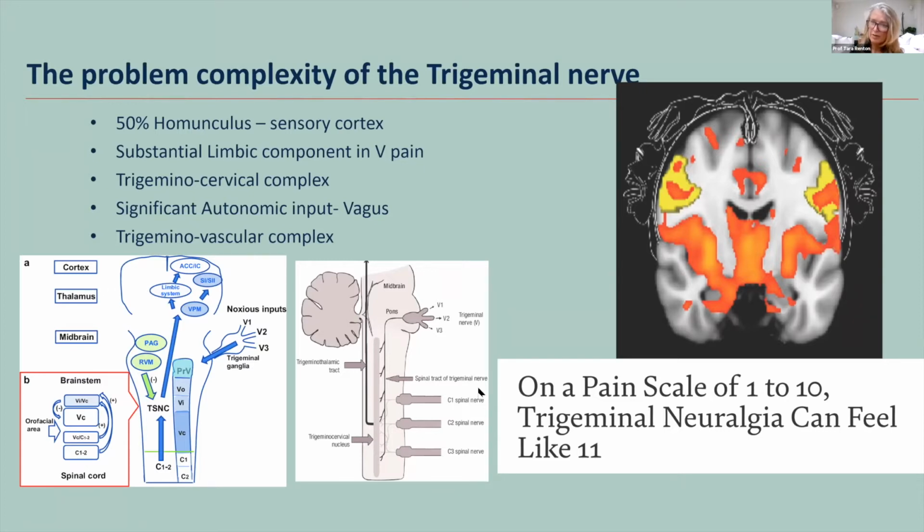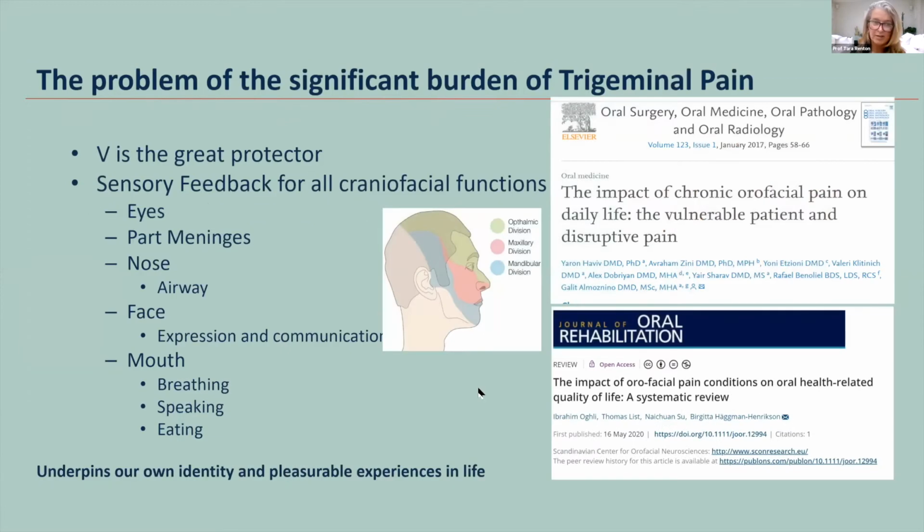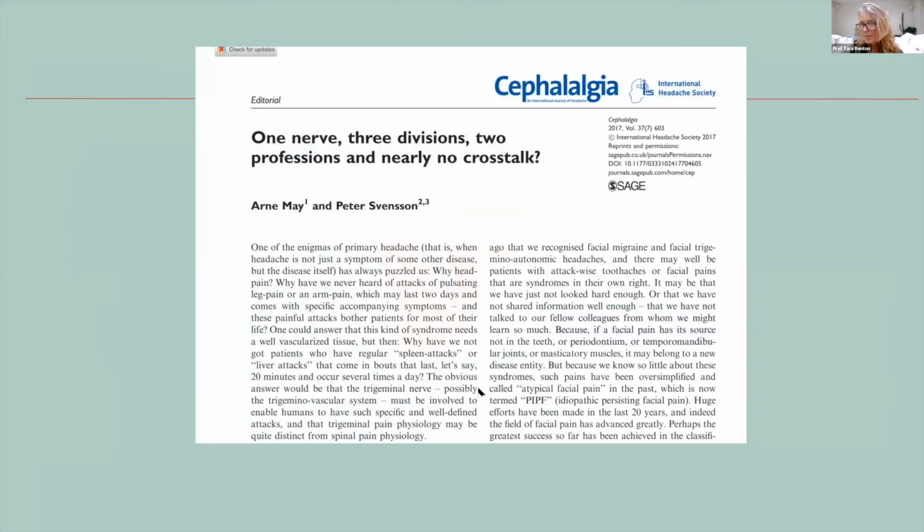The trigeminal nerve is obviously very complex as well. It has several complexes. So it has a substantive limbic component, which I've mentioned. It takes up over 50% of the somatosensory cortex because of its importance. And there's a significant amount of autonomic connectivity, psychogenic connectivity, and also there's a trigeminal-vascular complex as well, which drives our neurovascular pain. And as I mentioned already, the fact that it protects all these really important regions underpins why patients' lives are so miserable when they're having either episodic or continuous chronic pain.